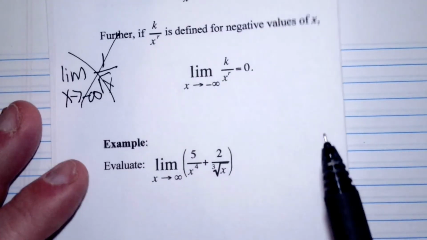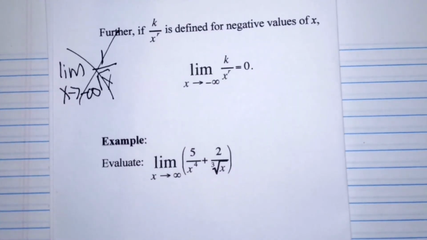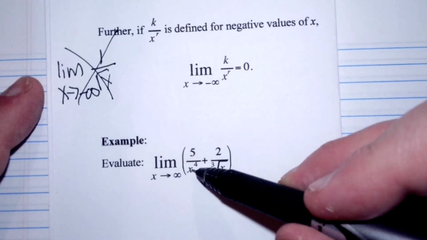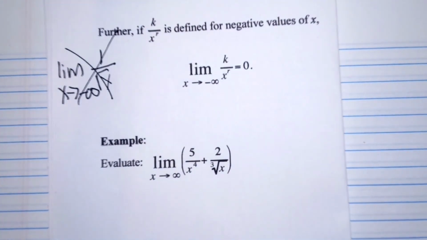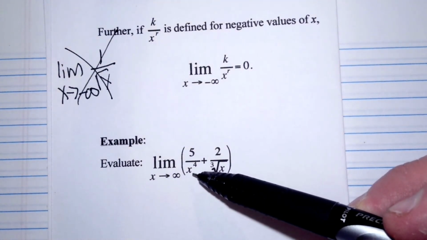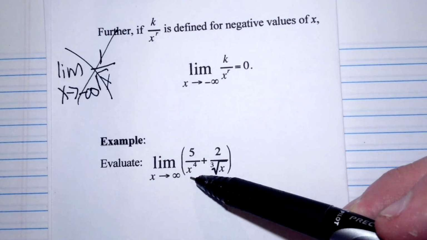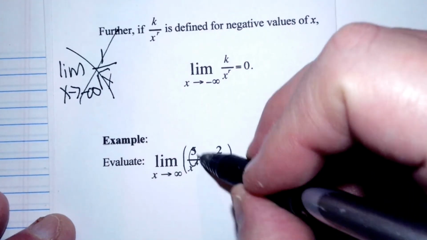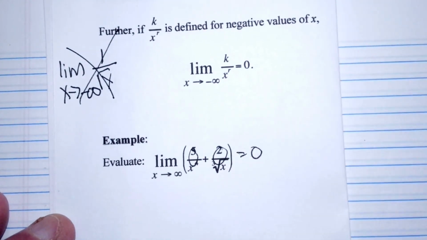All right. So for instance, can you take a look at this and figure out what the limit is? The limit of the quantity 5 over x to the 4th plus 2 over x, the cube root of x, as x tends to infinity. This denominator is getting large, arbitrarily large, large without bound. So is this one. So they're both tending to 0. That limit is 0.